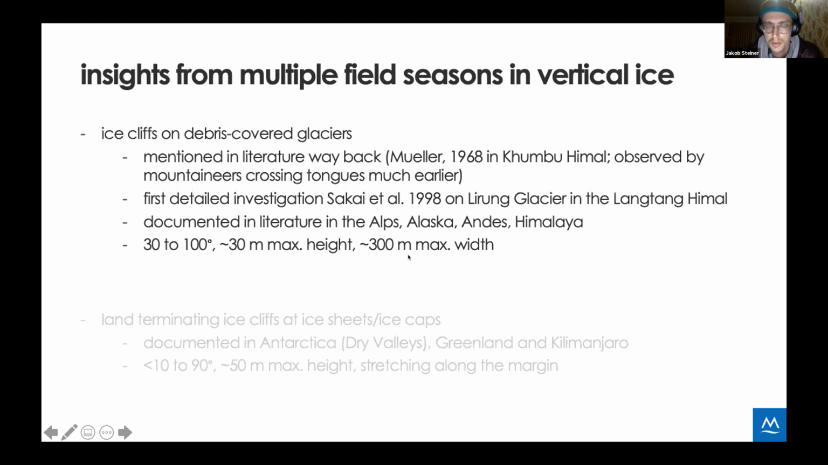So when we are talking about ice cliffs on debris-covered glaciers, it's very biased towards what we know from the Himalaya. Just to characterize them a bit: when ice cliffs get a slope below 30 degrees, they are covered again in debris and then they disappear, but they can be steeper than vertical as well. So we have overhanging ice cliffs as well. You will see pictures in a minute. Based on what we see, they go up to 30 meters in height, or sometimes higher, and depending on the width of the glacier, a couple of 100 meters in width, with different forms and shapes.